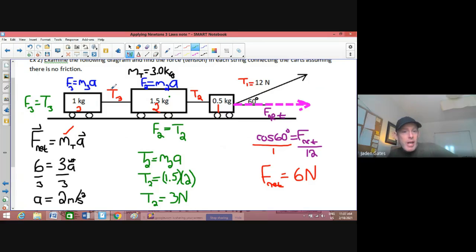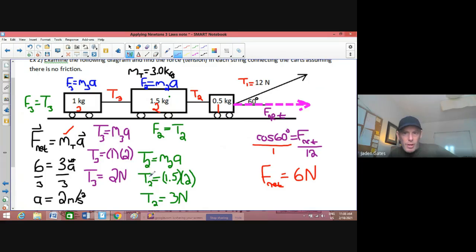Now, T3 is pulling only 1 cart. And again, I'm going to use this formula here. F3 is equal to M3 times A. But again, F3 is equal to T3. So T3 is equal to M3 times A. And I'm suspecting this tension is going to be lower because there's less mass, and we're pulling at the same acceleration. So this mass is 1 kilogram. All of these carts are accelerating at a rate of 2 meters per second squared. And so the force applied by that string or wire is 2 newtons.